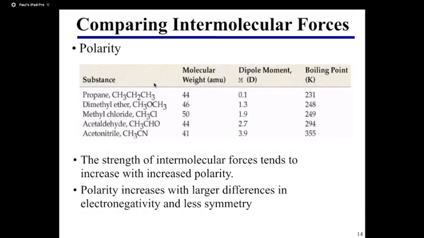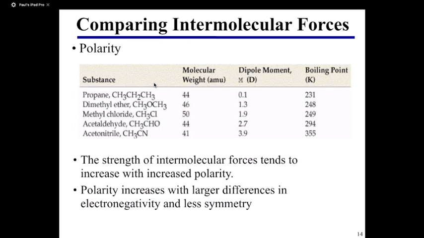Alrighty, we are talking about IMF. What is IMF? Intermolecular forces. That is forces or attractions between two things, two objects. Could be two atoms, could be two molecules, could be two anything. How much force or attractive force is between those molecules?